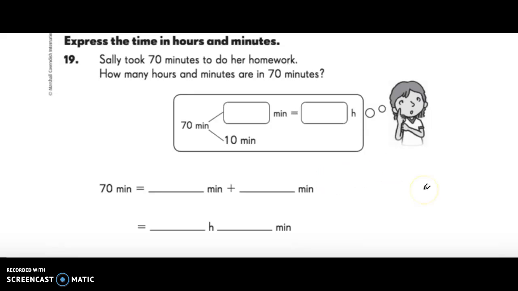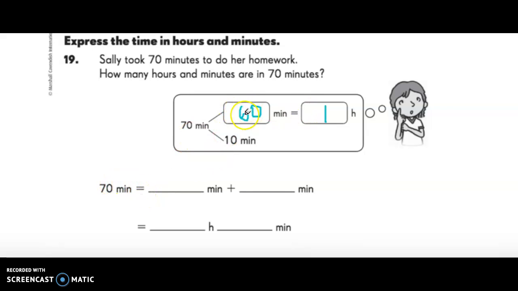Now this bottom part, you had to express the time in hours and minutes. So Sally took 70 minutes to do her homework. How many hours and minutes are in 70 minutes? So they did that number bond for you, you're breaking it up. They're separating the 10 minutes, which means you're pulling out that hour of 60 minutes.